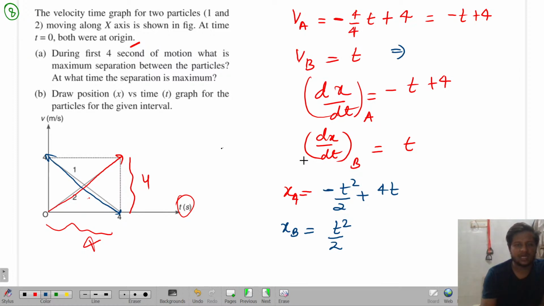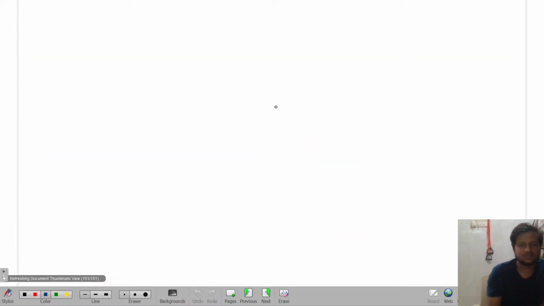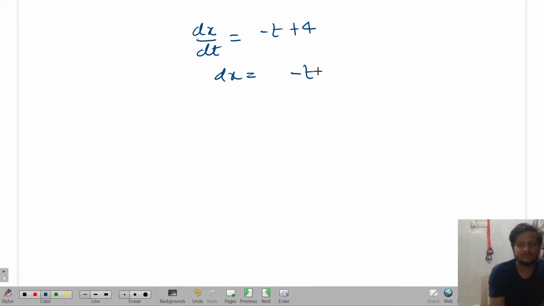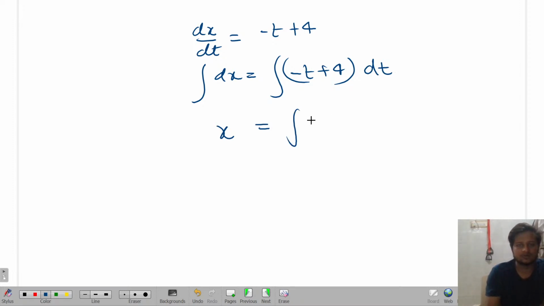Many people will have doubt over here because they are new to this JEE Advanced level, so I'm doing this once again. dx by dt is equal to minus t plus 4. Therefore dx is equal to minus t plus 4 into dt. I can apply the integrals over here. We know that if we have only dx, the variable x comes as output. Here I'll have to take integration on both the terms.